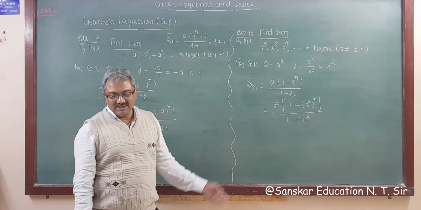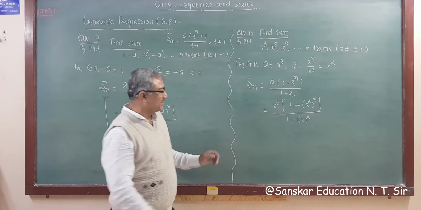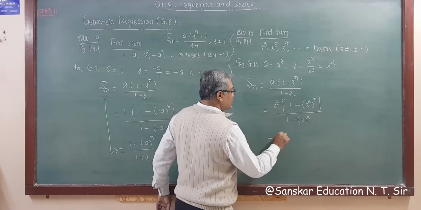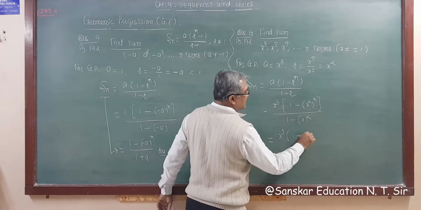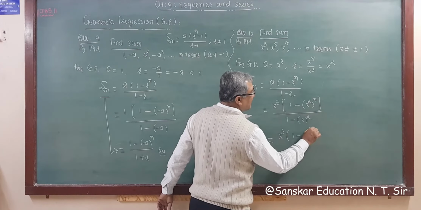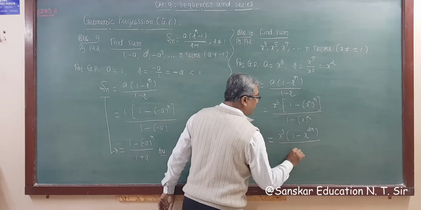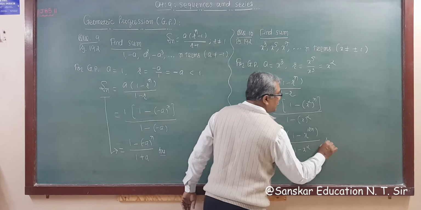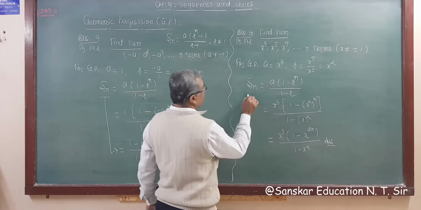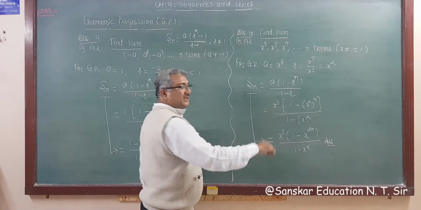So I think no need to do anything. This is your answer. Just multiply. So x cube into 1 minus x raised to 2n, that is twice n, whole upon 1 minus x square. This is your answer, right? So finding the n term is very easy.